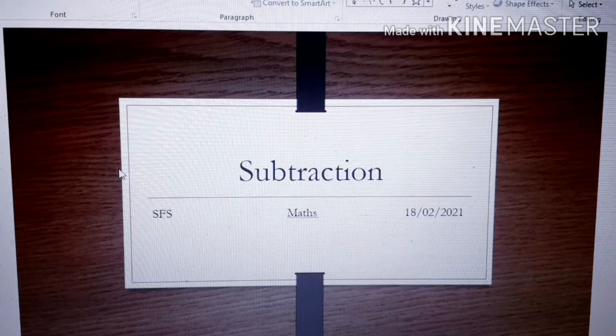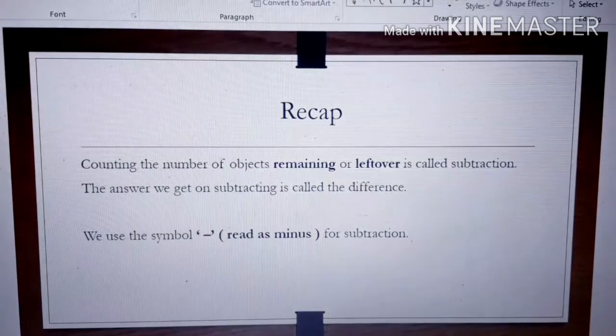Today we are going to do revision of chapter subtraction. So before starting with it, let's recap the topics which we have studied in this chapter.